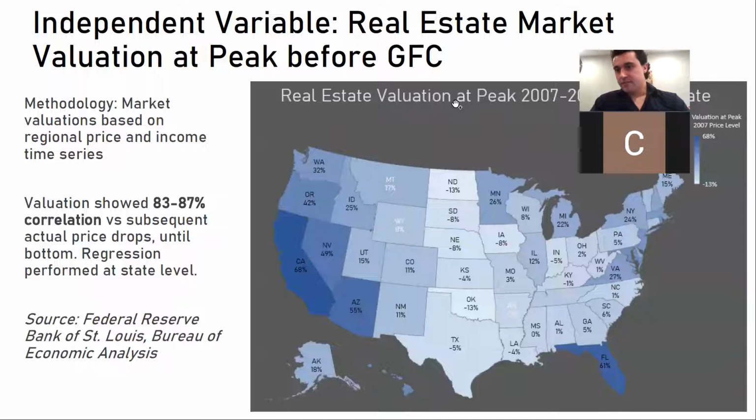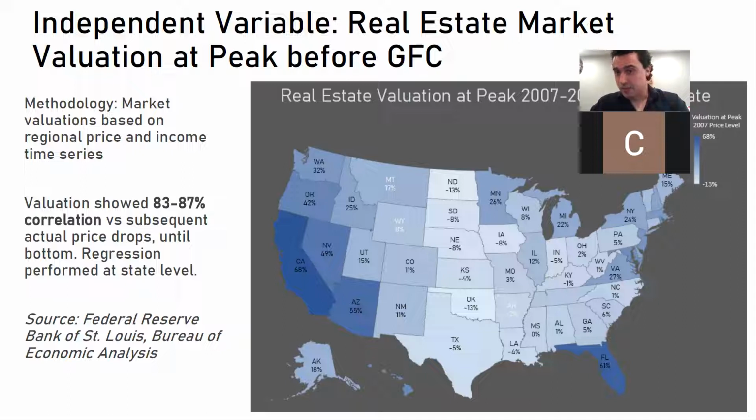And what is our independent variable? I'm going to talk about this a bit more, but let's say it's based on regional price and income and possibly population, housing supply time series. And so depending on data set and approach, the valuation, call it in those terms, or predictor of downside risk, showed 83 to 87% correlation versus subsequent actual price drops at the state level.